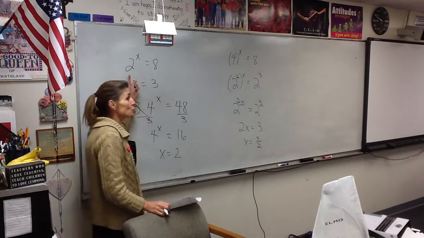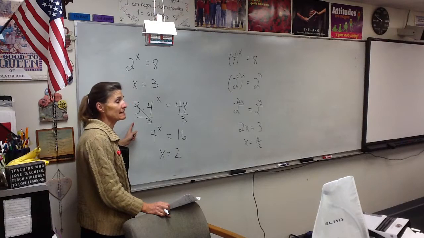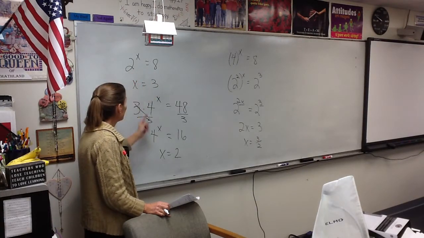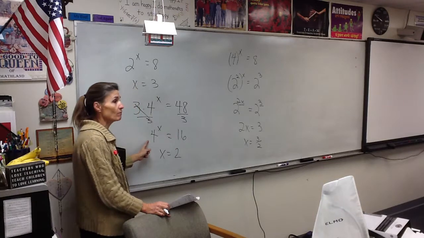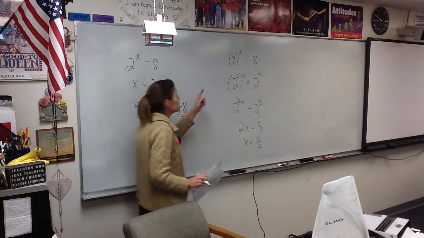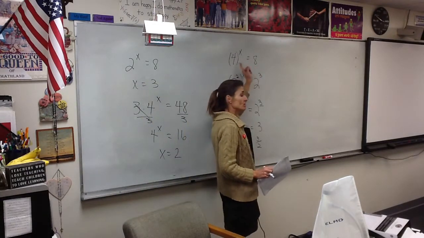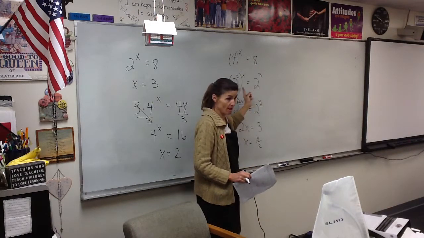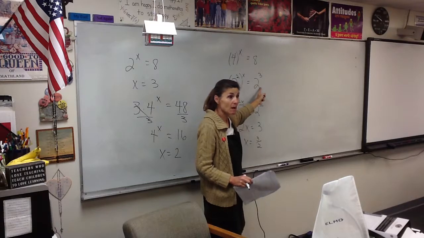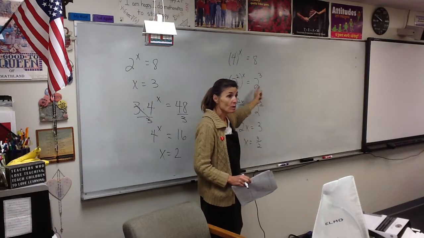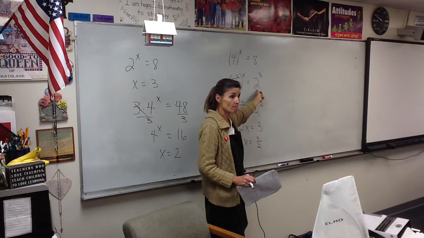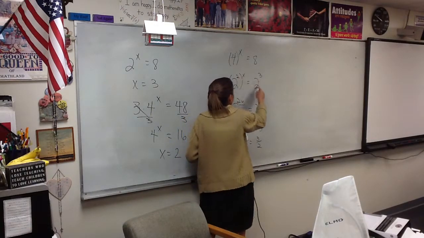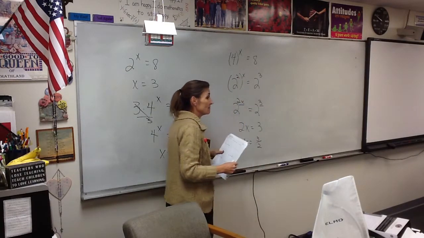Now, the first two problems were easy because 8 was a power of 2 and 16 was a power of 4. If you don't have numbers that are powers of each other, you want to try to make them powers of the same number. We call this getting a common base. 2 squared is 4, 2 to the third is 8.